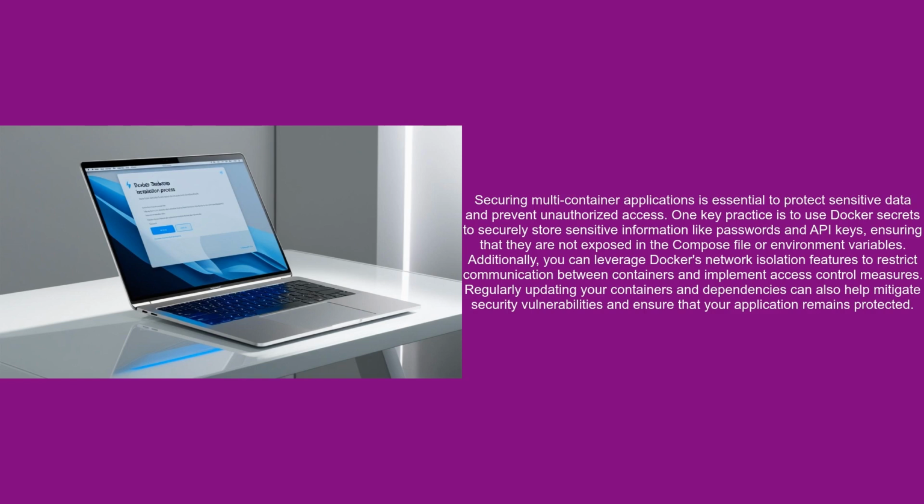Alright, so when it comes to keeping your multi-container applications safe and sound, securing them is a must. One great way to do this is by using Docker secrets to keep all those sensitive bits of information, like passwords and API keys, under lock and key. This way, you can make sure they're not just hanging out in the open in your Compose file or environment variables. Another smart move is to take advantage of Docker's network isolation features. These can help you control who talks to who among your containers, and even set up some access control rules to keep things in check. And don't forget to stay on top of updates for your containers and dependencies. This will help patch up any security holes and keep your application safe and secure.